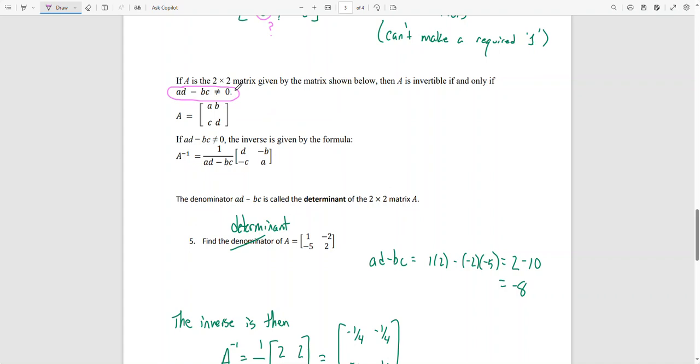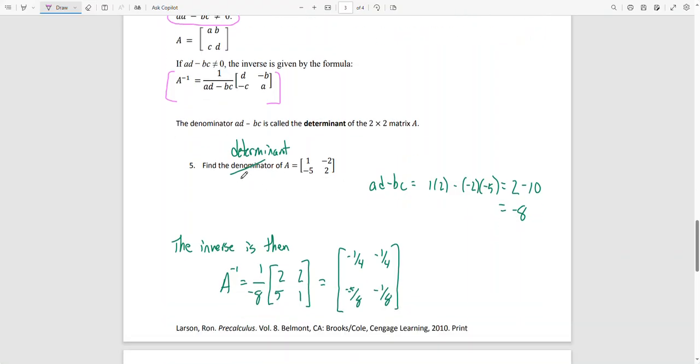But the cool thing is that if AD minus BC is not 0, then we have a formula for our inverse. And it tells us you switch positions of A and D, switch the sign of B, switch the sign of C, and then divide by this thing called the determinant. The denominator AD minus BC is called the determinant of a 2x2 matrix. And so this really should say find the determinant of A. It's 1 times 2 minus negative 2 times negative 5. So 2 minus 10 is negative 8.